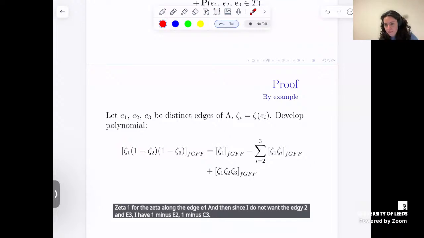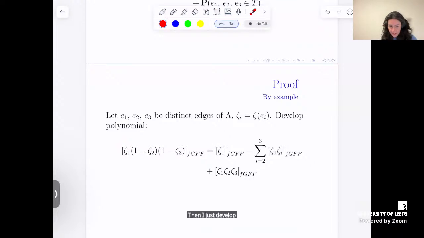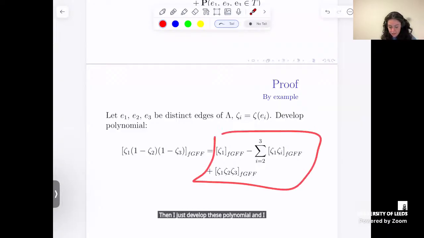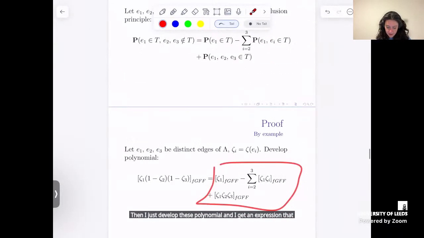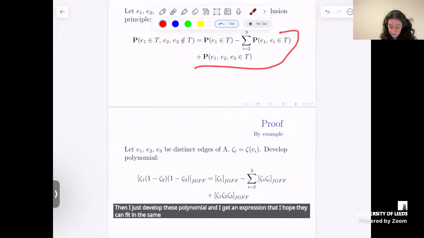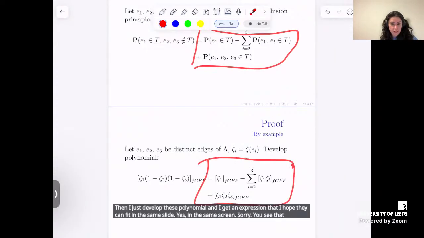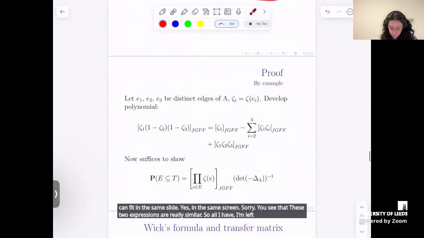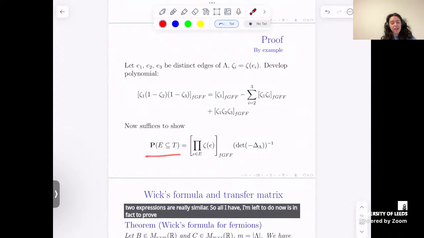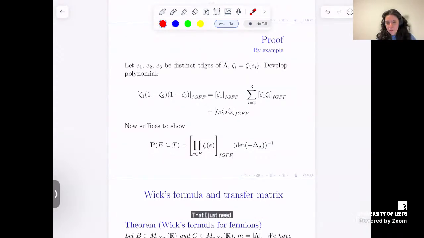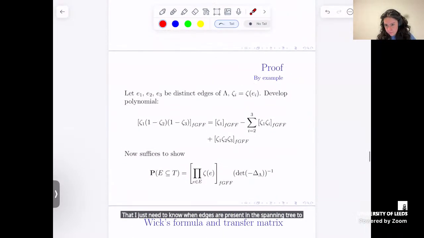Then I just develop this polynomial, and I get an expression that I hope can fit in the same screen, sorry. You see that these two expressions are really similar, so all I'm left to do now is in fact to prove that I just need to know when edges are present in the spanning tree to conclude. Okay?